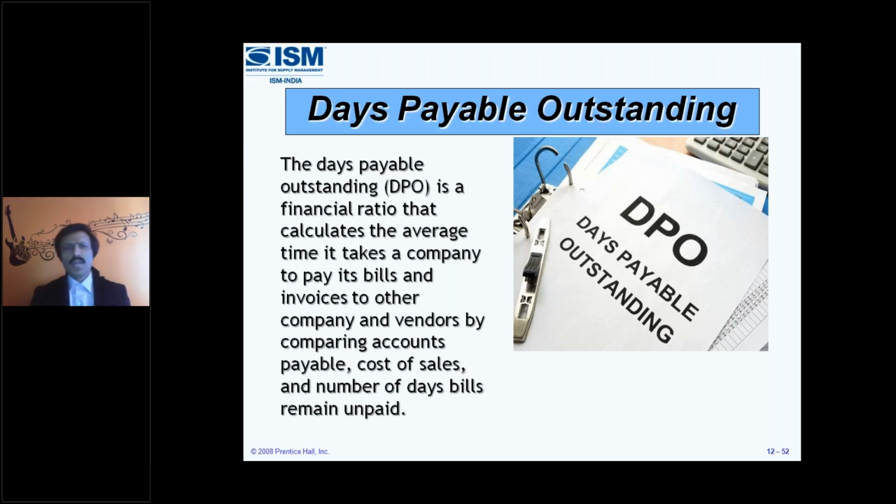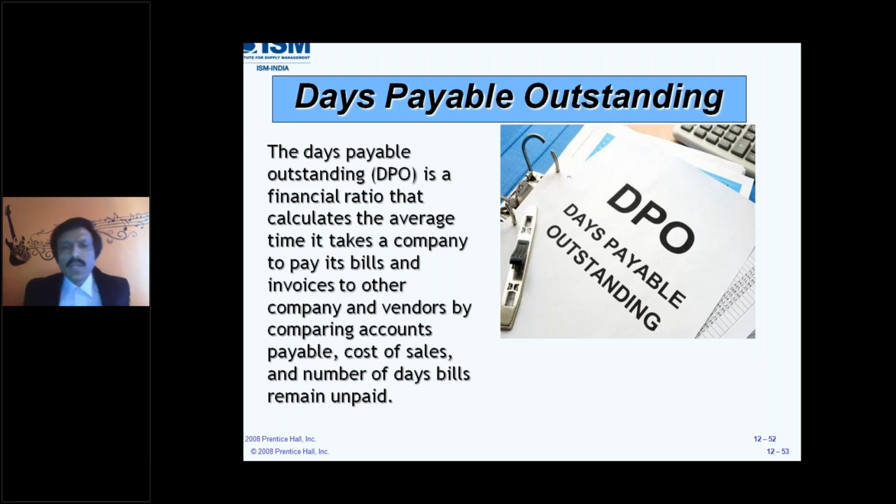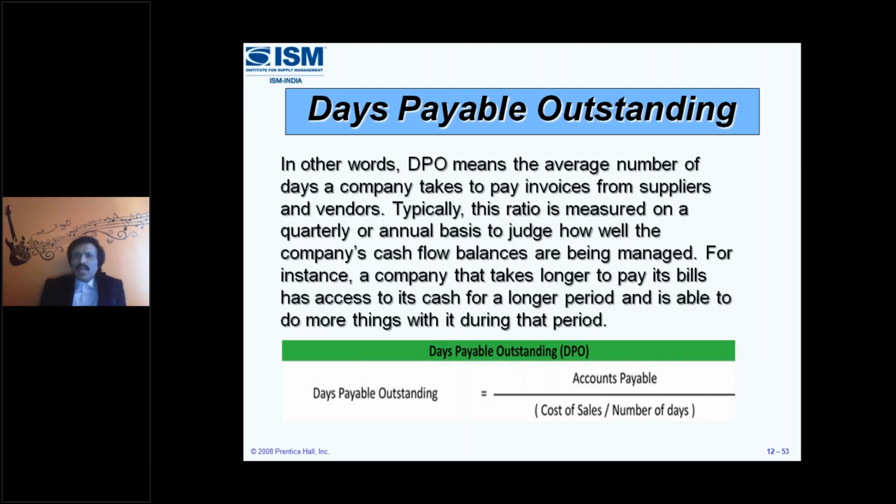So what is this? In simple terms, it's actually used by finance to present the health of their accounts payable. It is your accounts payable divided by the ratio of cost of sales to the number of days. What happens is, we are paying our suppliers, some suppliers advance payment.